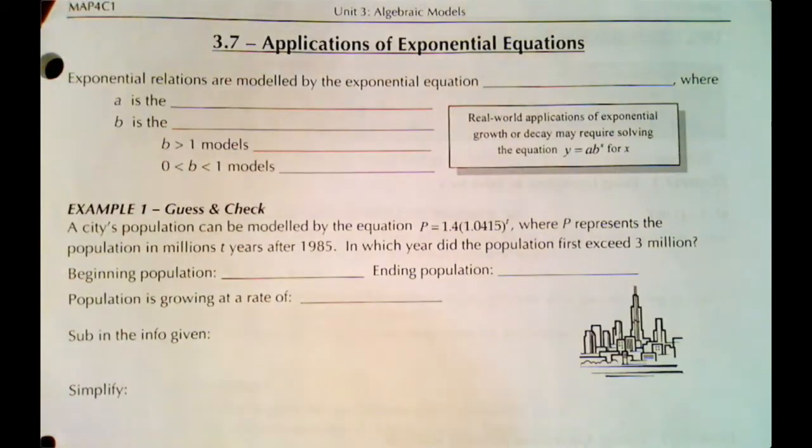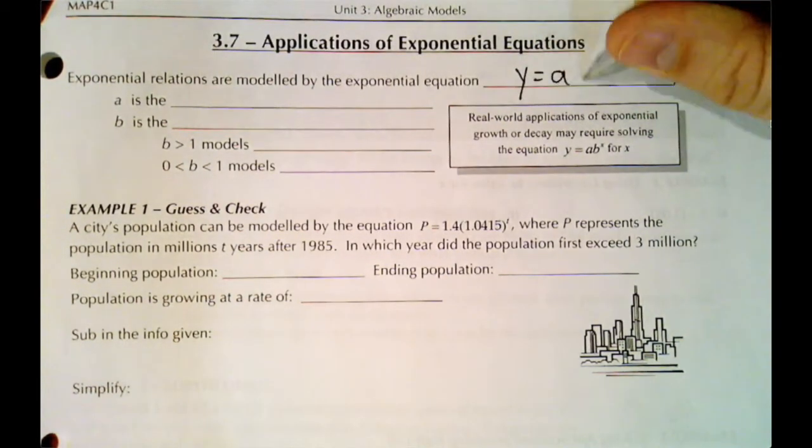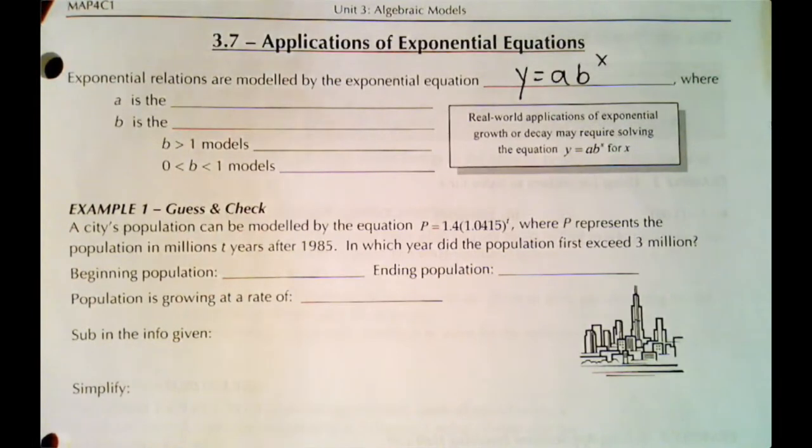Okay, this is our final lesson of Unit 3. It's 3.7, Applications of Exponential Equations. Exponential relations are modeled by the exponential equation y equals a b to the exponent x. 4 letters here. X and y are common letters. We're used to seeing those letters, but a and b are not necessarily.